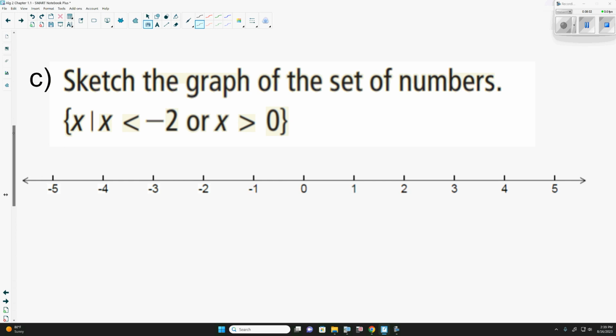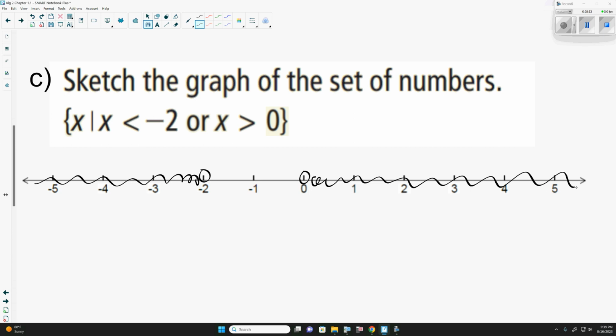So how would we do this one here? So -2. Yeah, open circle at -2, and then you shade it to the left, right, we can shade it to the left. Questions on any of this here?